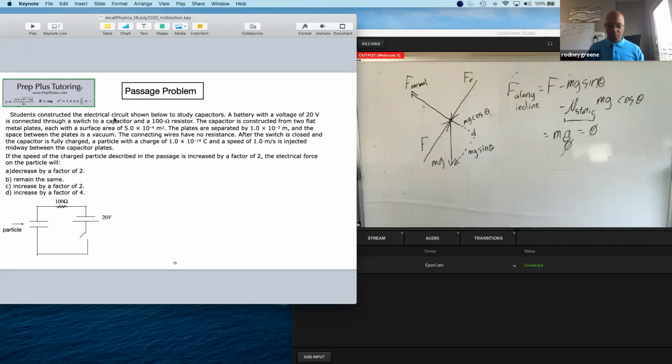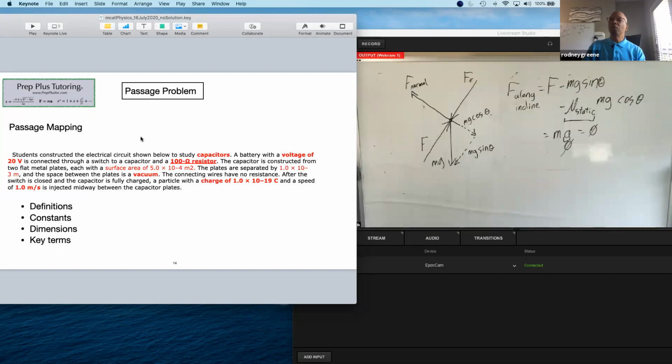So let's go over how I suggest you map it. You read this question. Within the first 1 or 2 sentences, you need to decide whether you're going to work on it or not. And if you decide you're going to work on it, you should map it. On the interface, you can highlight different terms and make little annotations to yourself. So I suggest you highlight definitions, constants, dimensions, and key terms.